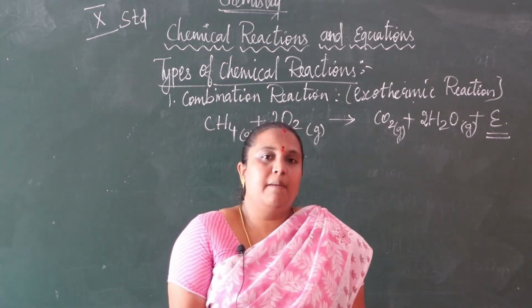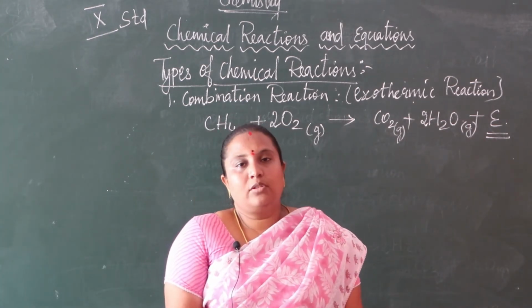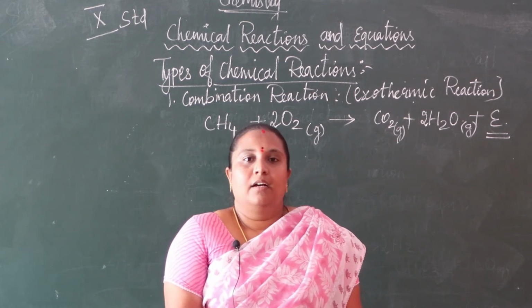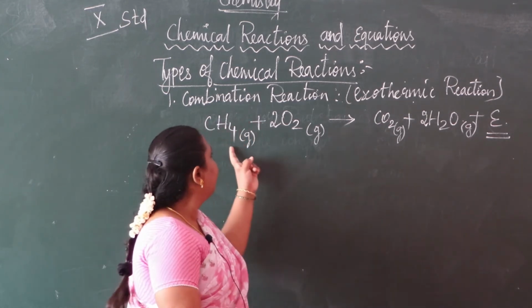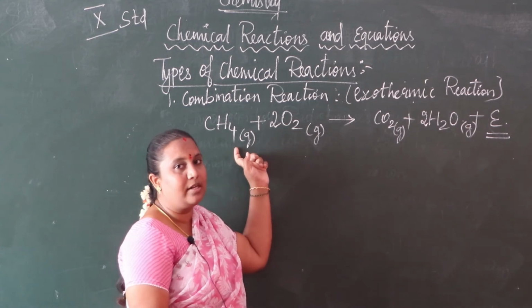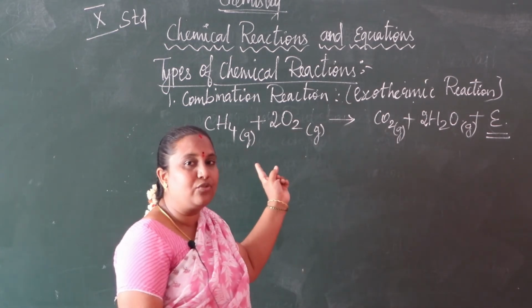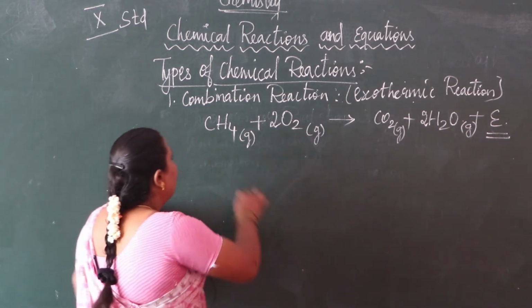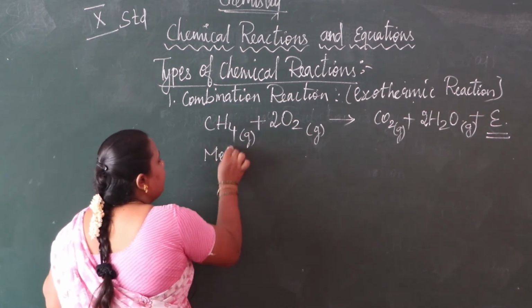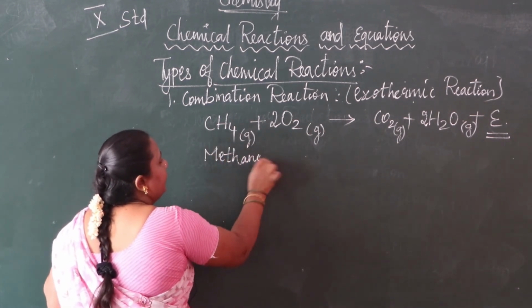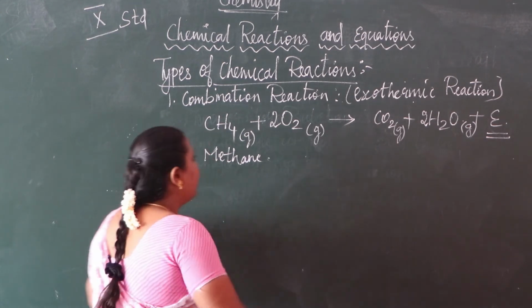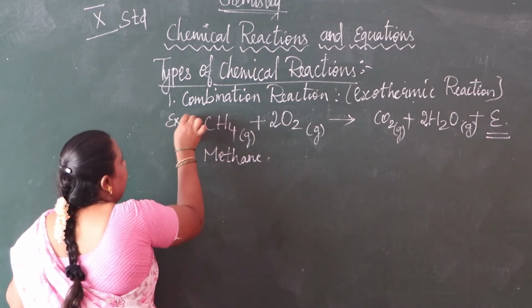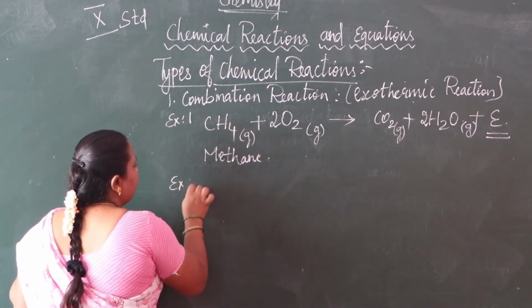So what is the example for an exothermic reaction? That is the burning of natural gas. Which is the main component of natural gas? Methane. What is the formula of methane? CH4. Understood? Okay. This is example 1. Next, example 2.